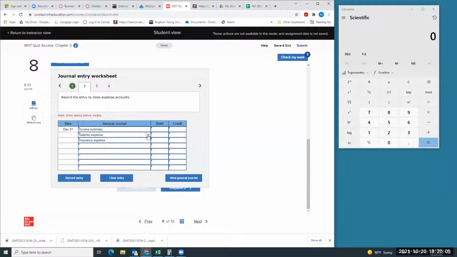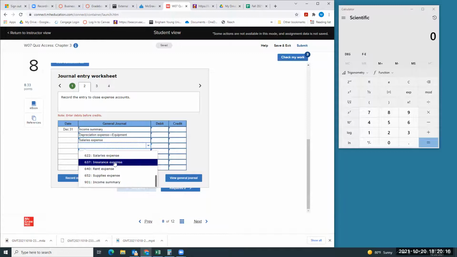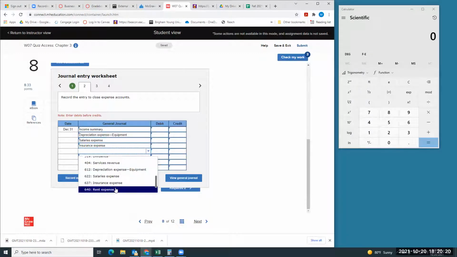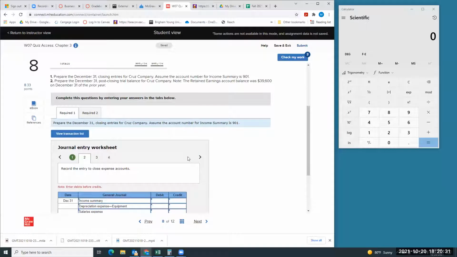And then I'll credit each of the expense accounts. 612 depreciation expense. 622 salaries expense. 637 insurance expense. 640 rent expense. And 652 supplies expense. So again, we're just going to credit them by their balance.